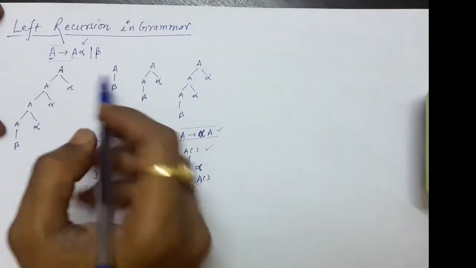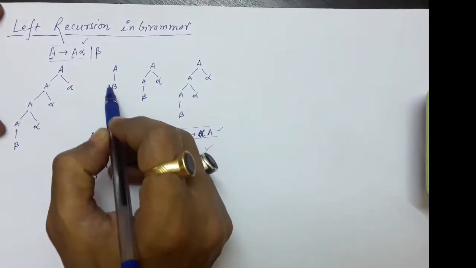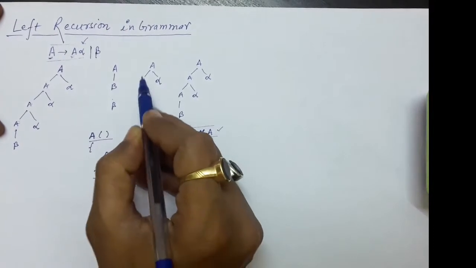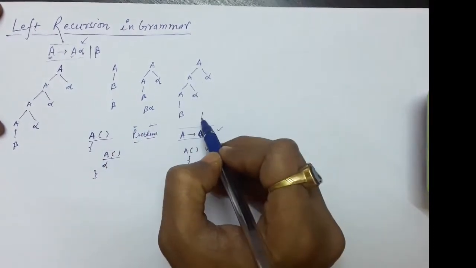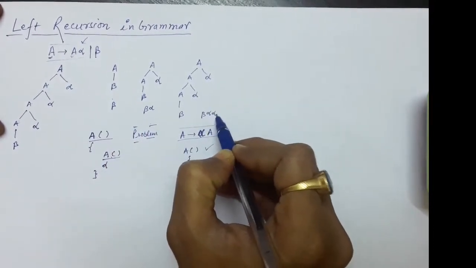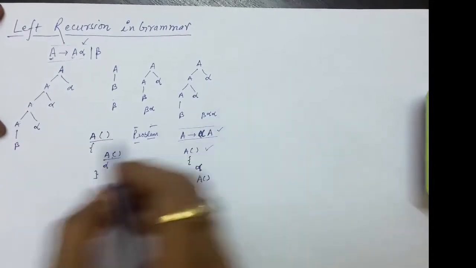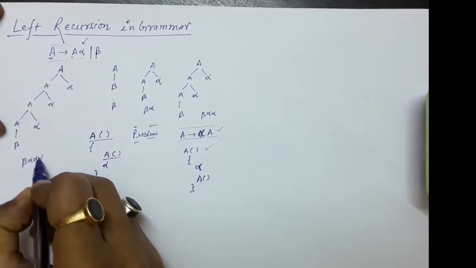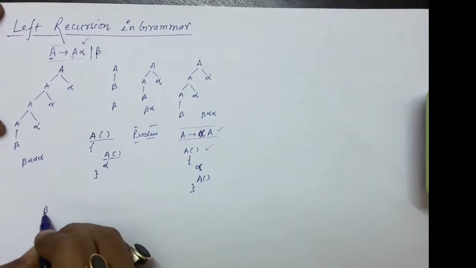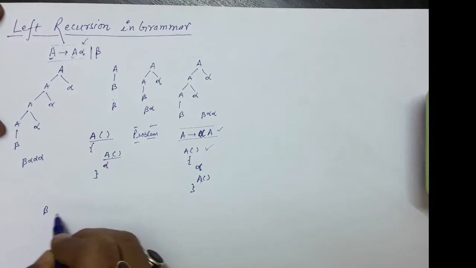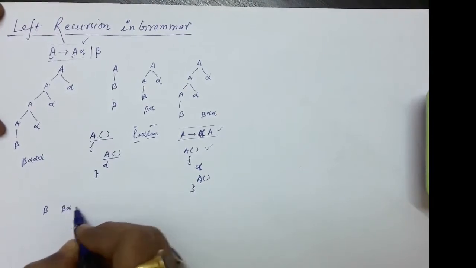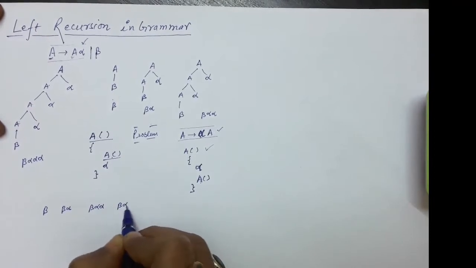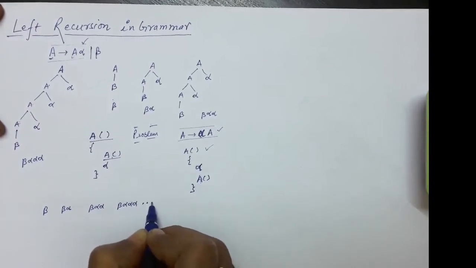So these are the various derivations possible. Here the string alpha is produced. Here the string beta alpha is produced, if you see. Here the string beta alpha alpha is produced. Okay. And here in this derivation, the string beta alpha alpha alpha is produced. So first, the smallest string which is possible is beta. Then we have beta alpha. And then we have beta alpha alpha. And then we have beta alpha alpha alpha. And so on and so forth.